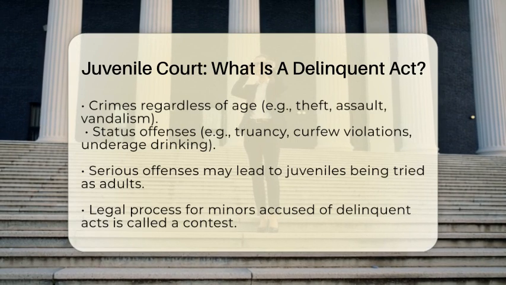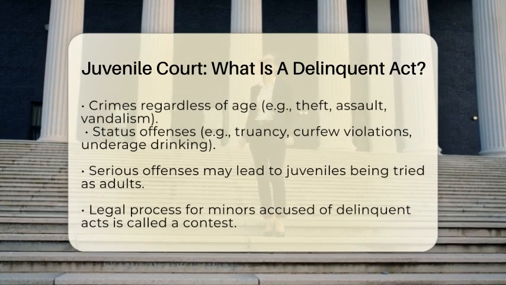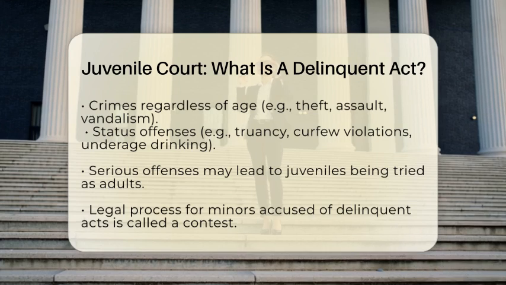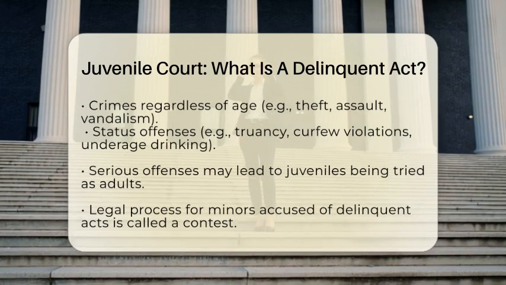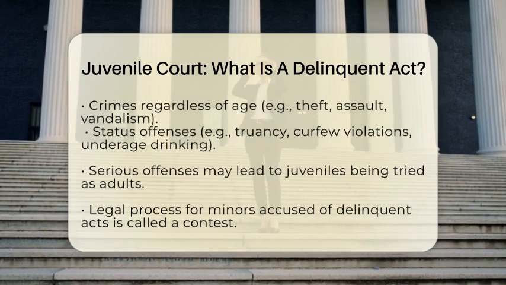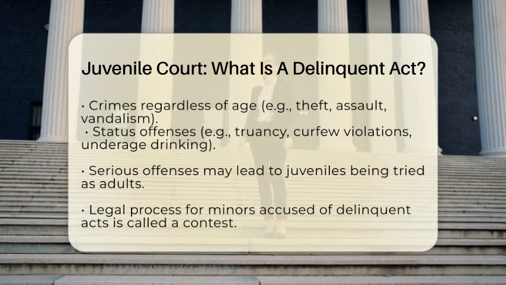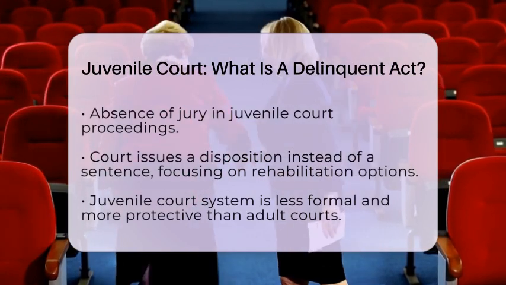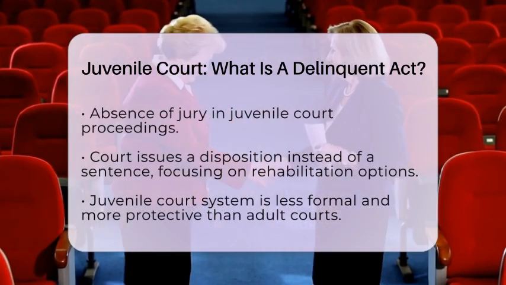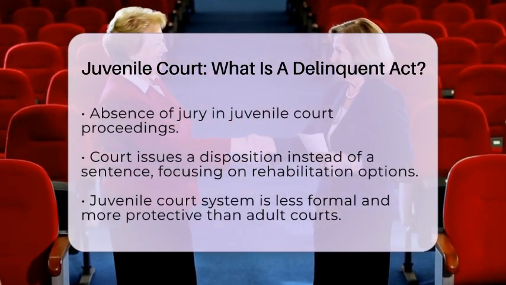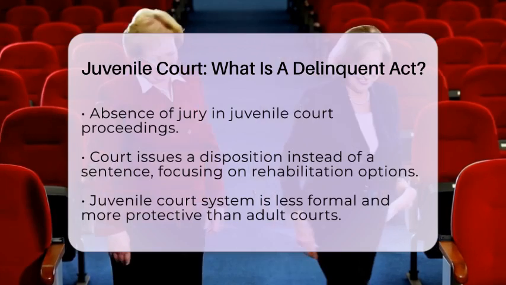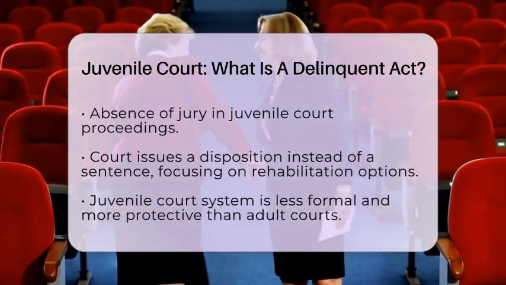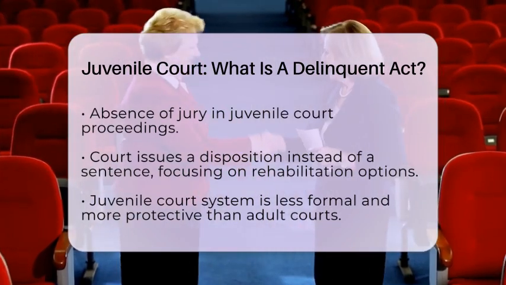When a minor is accused of a delinquent act, the process is called a contest instead of a trial. This process usually happens without a jury present. Instead of handing down a sentence, the court issues a disposition. This is similar to a sentence but focuses more on rehabilitation options like probation, counseling, or placement in a juvenile facility. The juvenile court system is designed to be less formal and more protective than adult criminal courts.